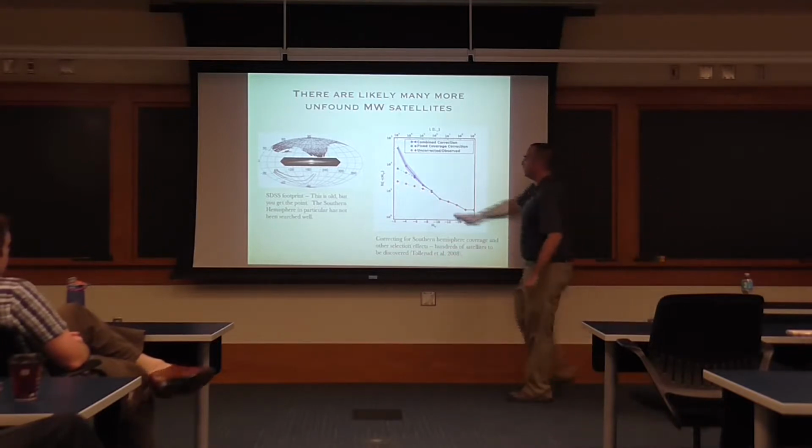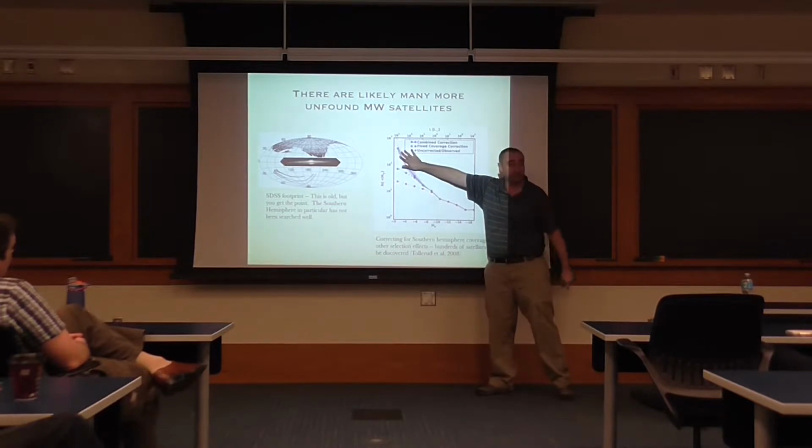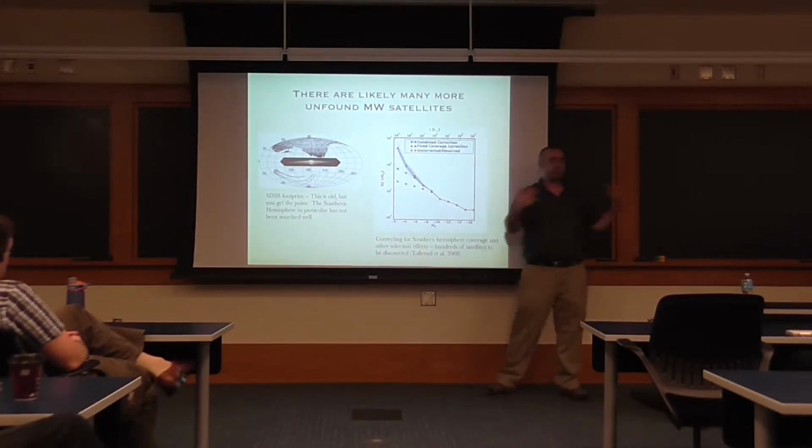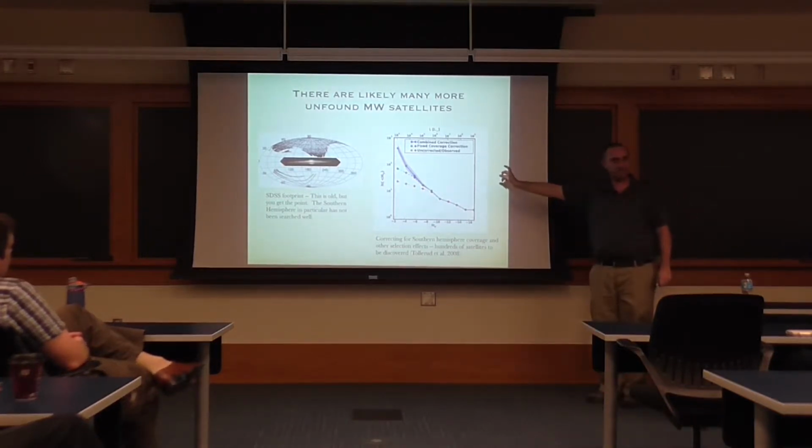And so people have done some extrapolations and calculations to figure out that maybe there are hundreds of satellites around the Milky Way, and we're just not able to detect them yet. This greatly alleviates the missing satellites problem.